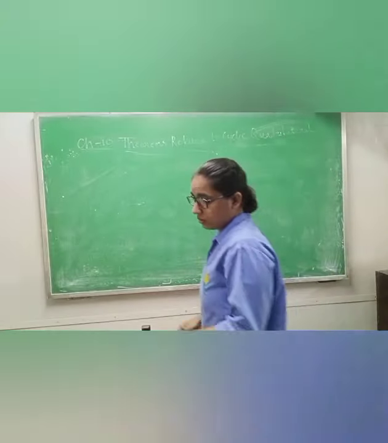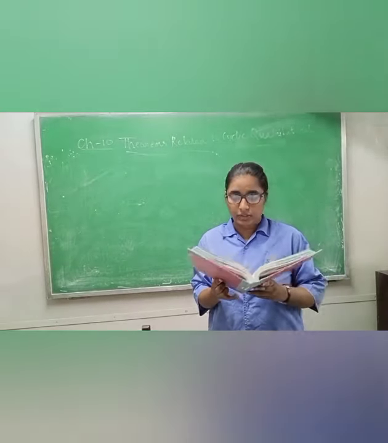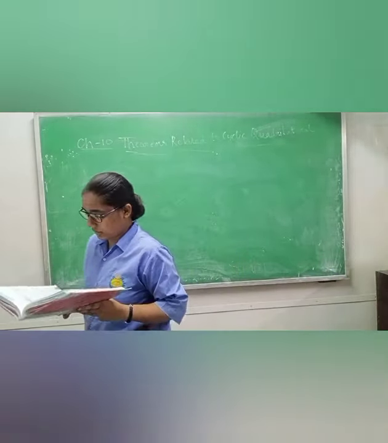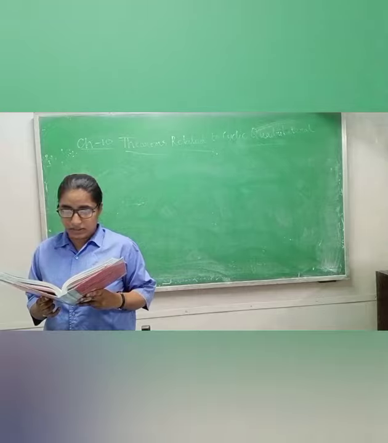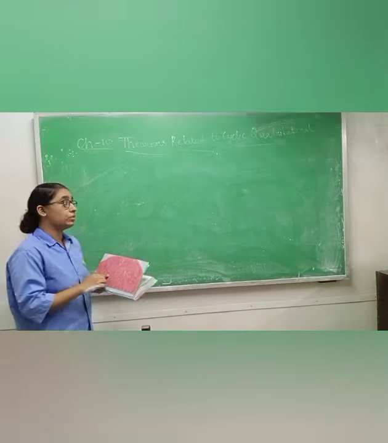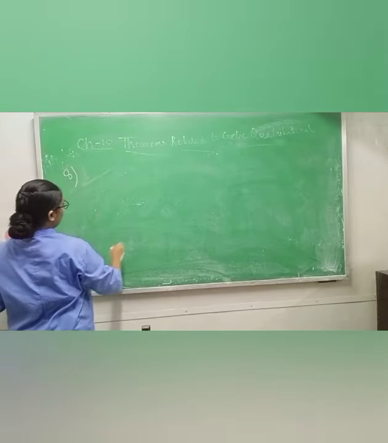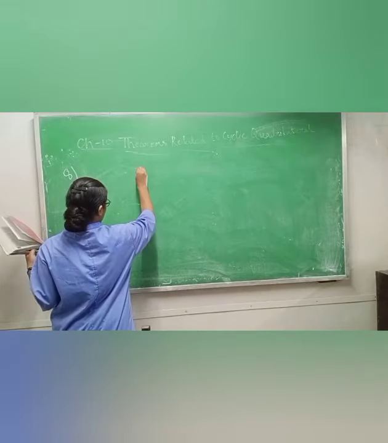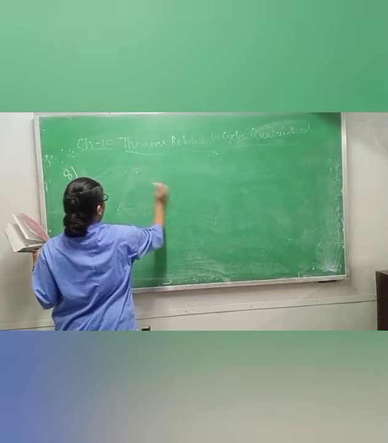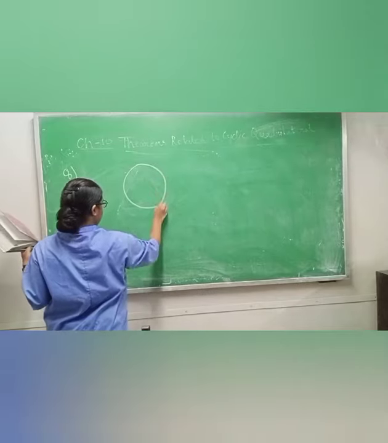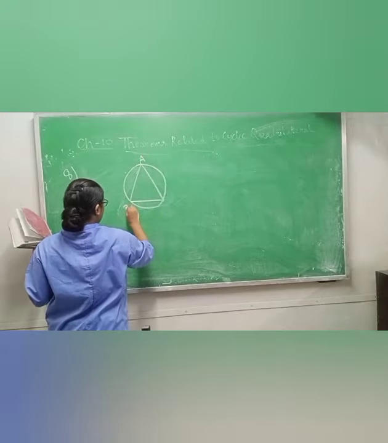Now class 10, read question number 8. I drew a triangle ABC of which AB equals AC and E is any point on the extended BC. If circumcircle of ABC, circumcircle means there will be a circle. You have done this in class 9. Circumcircle means the triangle will be inside and the circle will be outside. So I am first making one circle, then one triangle. Triangle is ABC.